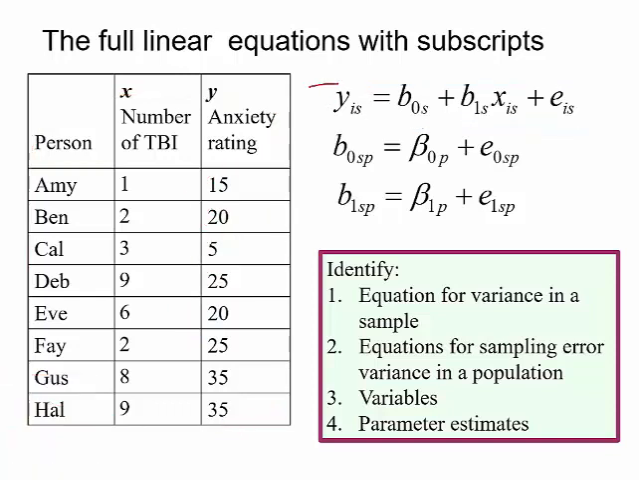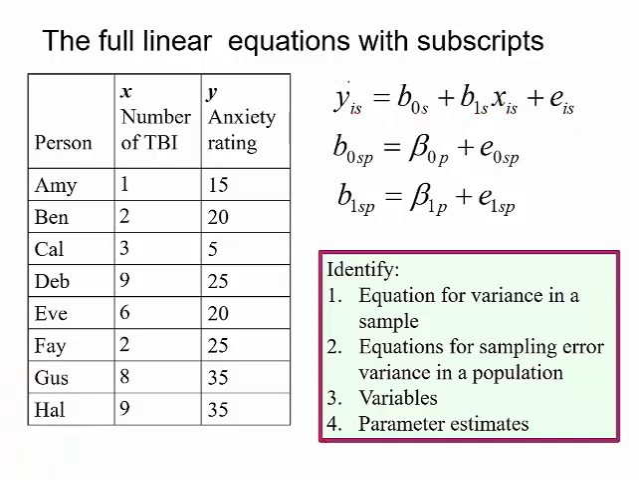And in that top equation, we have variables and parameter estimates. What in that top equation is a variable? Note that I've added the subscripts here. So I say y for individual i in sample s is equal to the intercept for sample s plus the slope for sample s times the score in x for individual i in sample s plus the error for individual i in sample s.